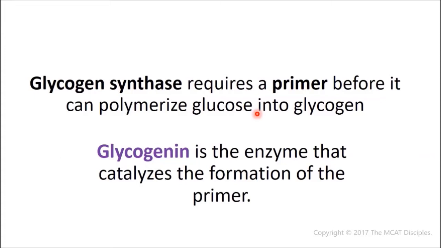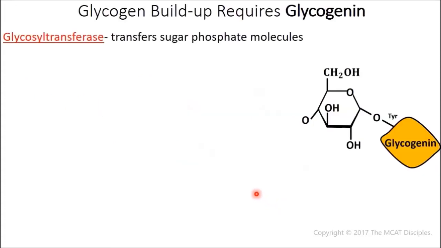Glycogen synthase, the enzyme in question, requires a primer before it can polymerize glucose into glycogen. Glycogenin is the enzyme that catalyzes the formation of that primer. It is very similar to, let's say, Pol alpha primase if you're talking about DNA replication. Glycogenin acts as a glycosyl or glucosyl transferase to transfer glucose molecules to form a glycogen primer.